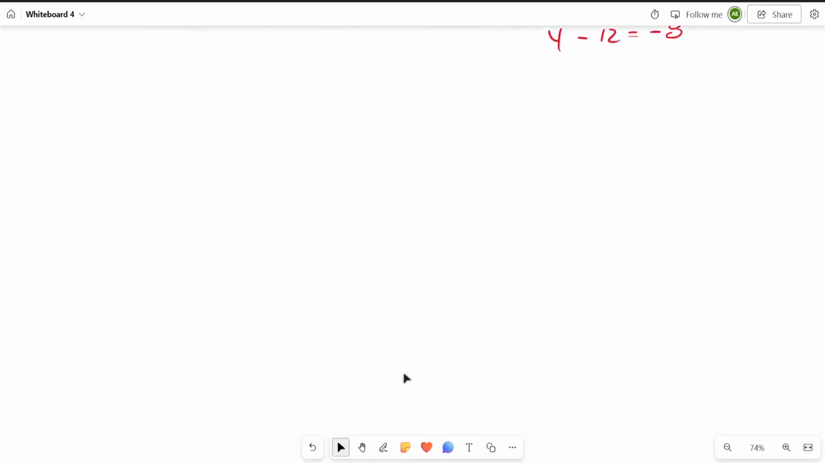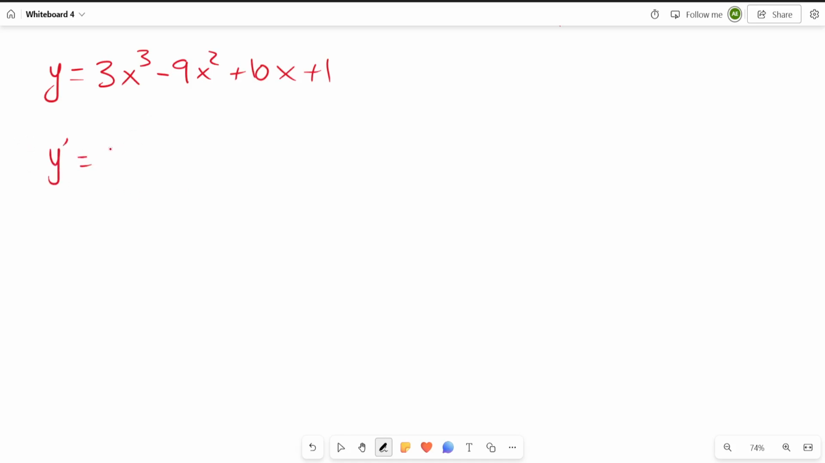Let's take a look at another example. Let's say we have y equals 3x cubed minus 9x squared plus 10x plus 1. So let's start by getting the first derivative. This is going to be 3 times 3 is 9, 9x squared. 3 minus 1 is 2. Minus 2 times 9 is 18x. And then this is a plus 10. Let's equate this to 0.